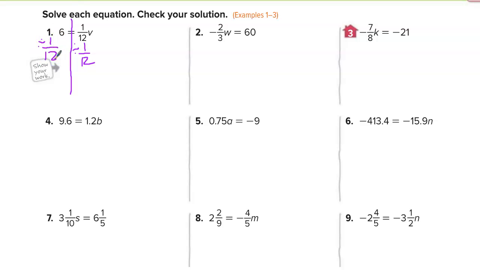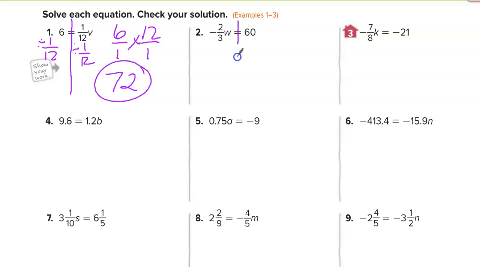Okay, I'm going to do my keep, change, flip. So I'm going to keep 6, put it over 1, change, and flipping 1/12. So my answer should have been 72. Okay.